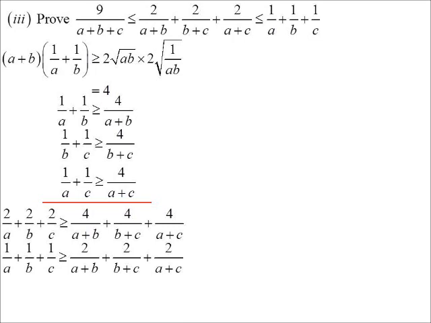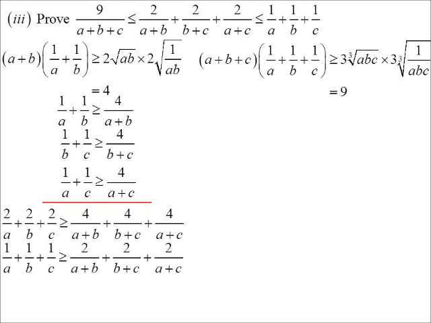Now, how to get the other side? Well, I'm going to do a similar thing, but this time with all three terms. But I'm still using the arithmetic mean, geometric mean idea. So a plus b plus c is going to be greater than or equal to 3 times the cube root of abc. And 1 on a plus 1 on b plus 1 on c is greater than or equal to 3 times the cube root of 1 on abc. The cube roots cancel. I get 9 this time.